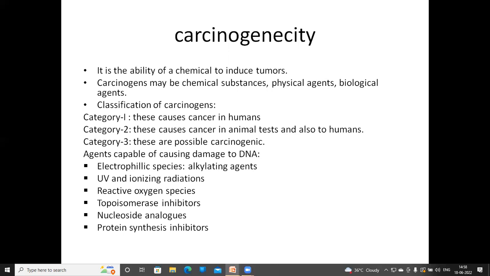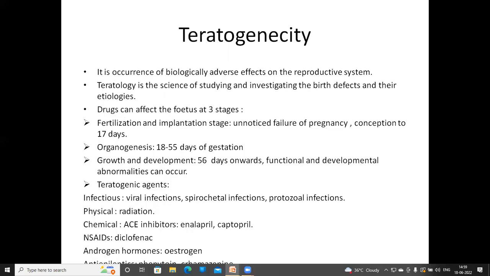We also have to know the agents which are capable of causing damage to DNA. What are those agents? Electrophilic species can damage DNA, for example alkylating agents. UV and ionizing radiations, reactive oxygen species, topoisomerase inhibitors, nucleoside analogs, and protein synthesis inhibitors can also damage DNA. These are the agents which have the capability to cause damage to the DNA.